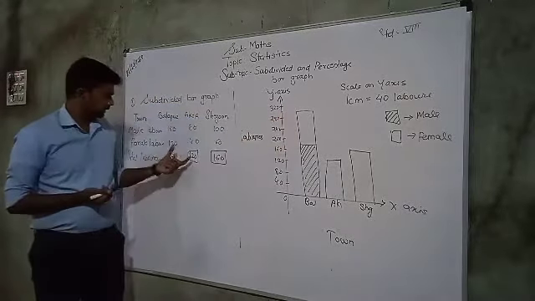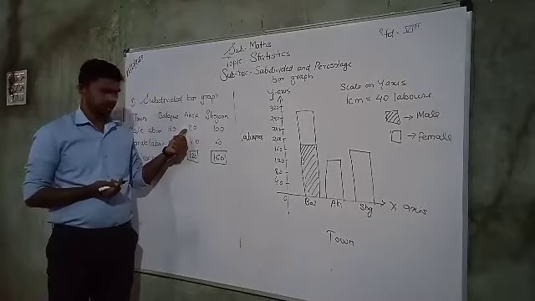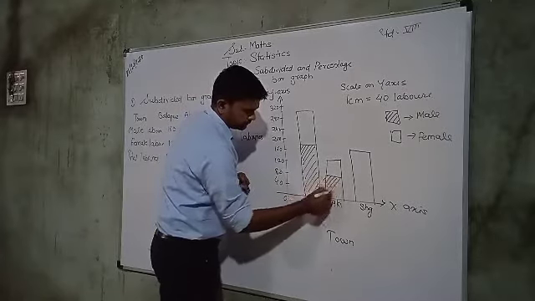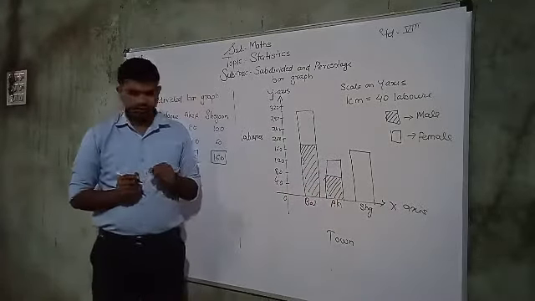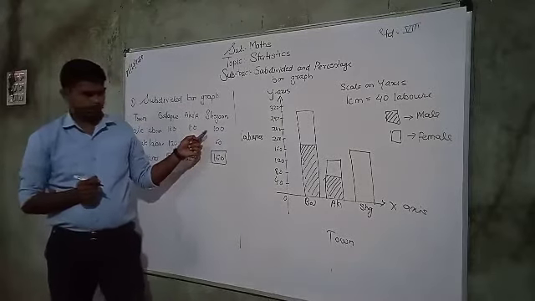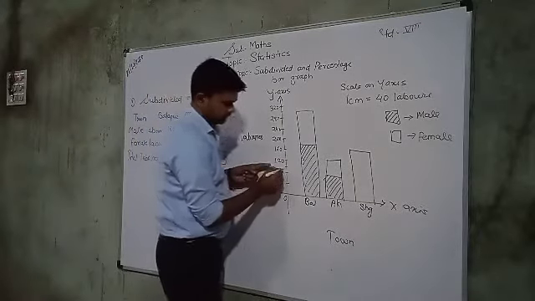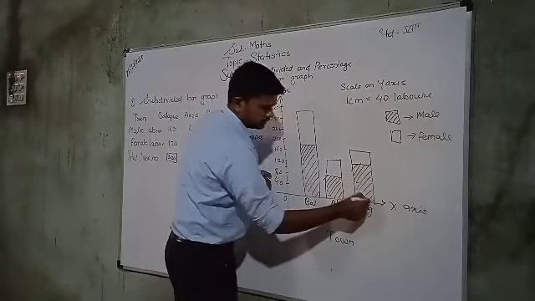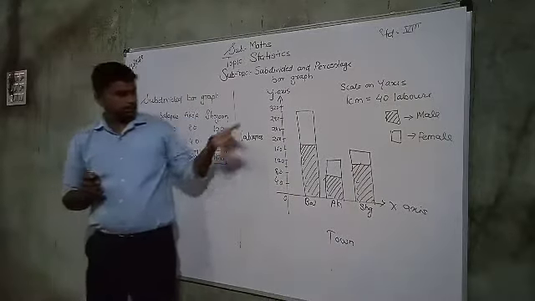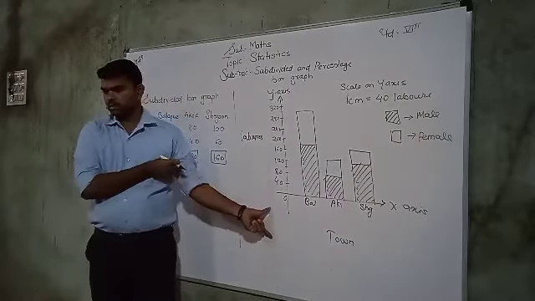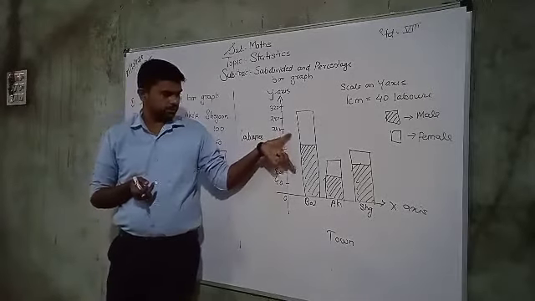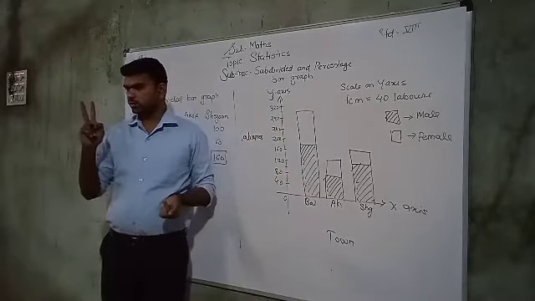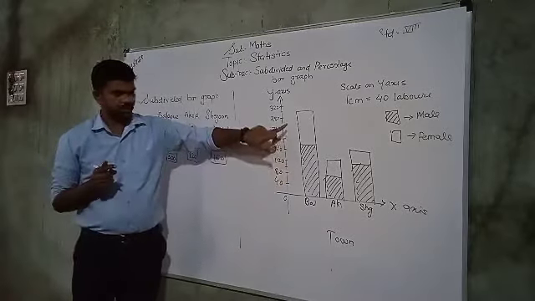Next, in Akola, how many males are there? 80. 80 will come here. Understand? And for Shegaon, 100 males are there. 100 will come here. So this is a graph which is called a subdivided graph because we have divided the bars into two columns. One is male and second is female.